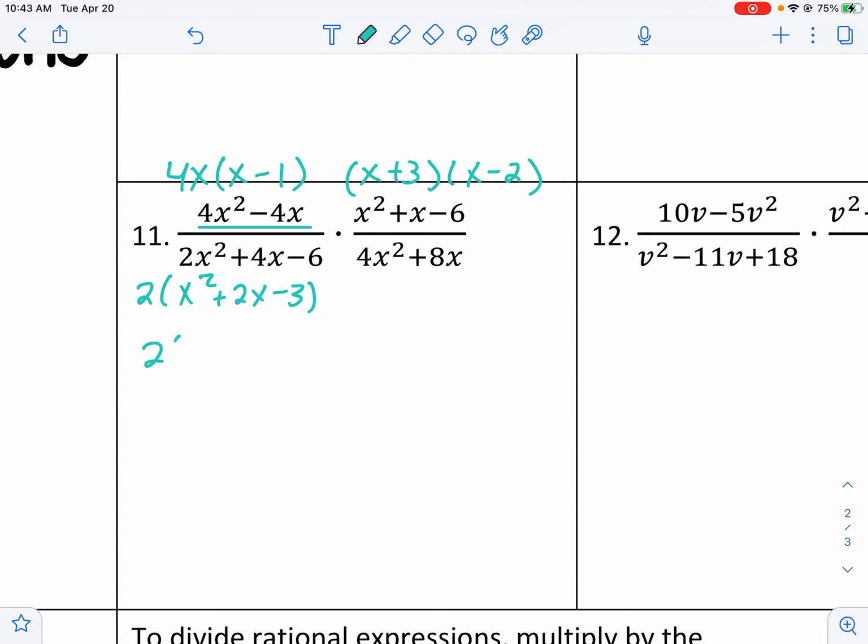Which factors further into 2 times x plus 3x minus 1. So as soon as I factor these, it's kind of nice to just cross them out because we don't need them anymore. And then this last one, we can pull out a 4x, and that's going to become x plus 2. At this point, you could combine them all into one fraction, or you can say, okay, let's see what cancels right now.